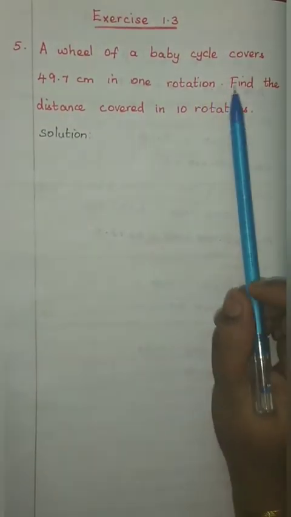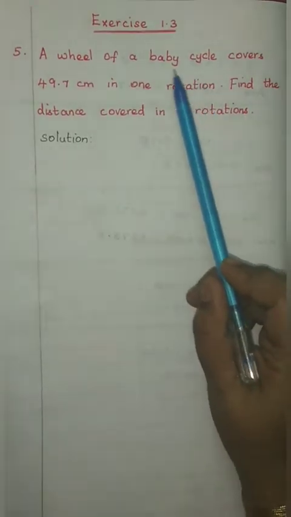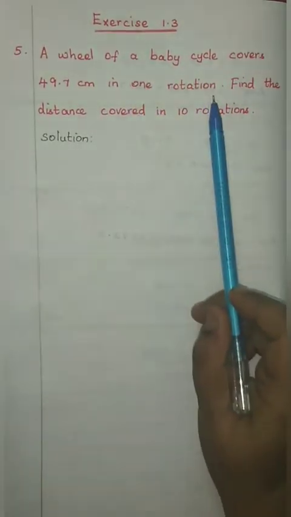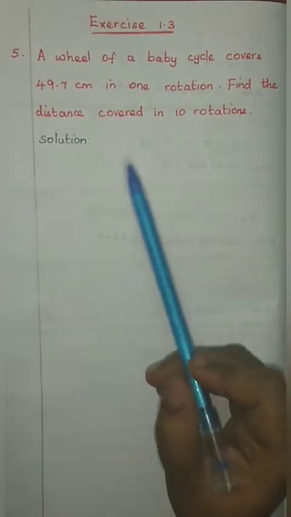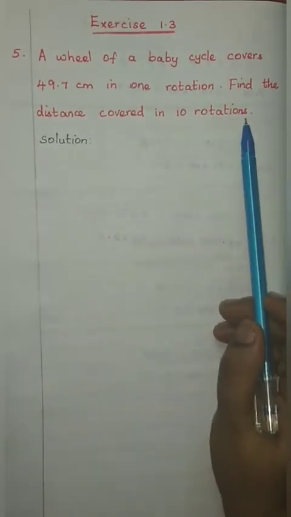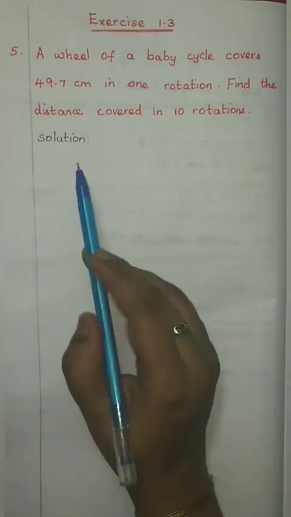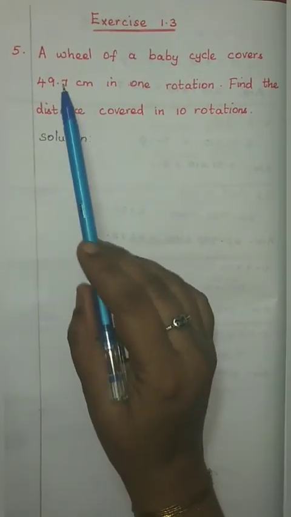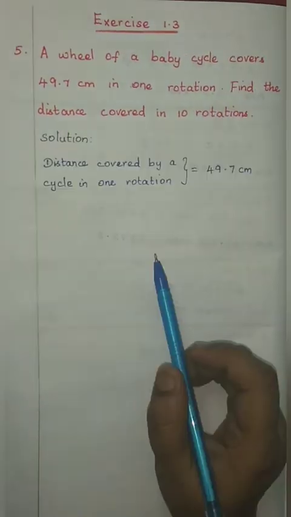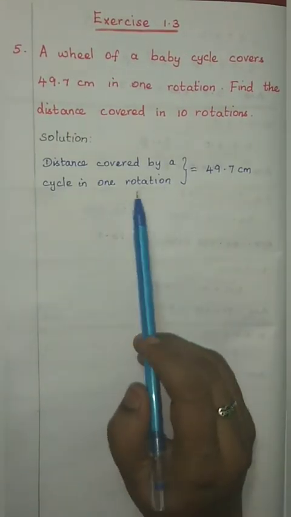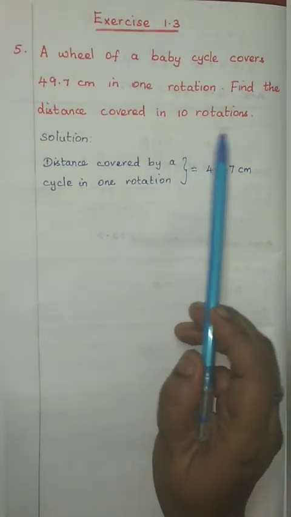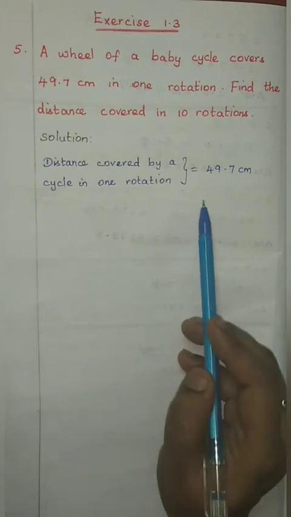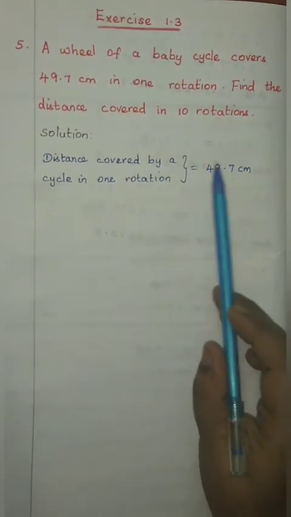So what is given? Distance covered by a baby cycle in one rotation. What is that? 49.7 centimeter. So what are we asked to find? We are asked to find the distance covered in 10 rotations. So first write the statement. Distance covered by a cycle in one rotation is equal to 49.7 centimeter. So distance covered in 10 rotations is equal to, how to find? Multiply this number by 10.